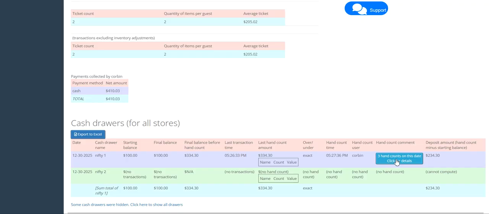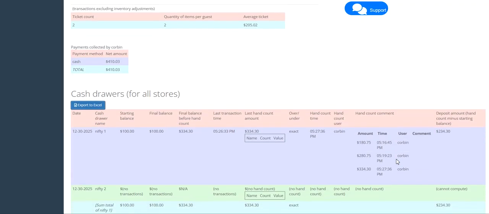So here I see that there were 3 hand counts recorded on the day. I go ahead and click on that to see the details, and I see that there was a $180 recording, a $280, and then that final 334.30. And the over and under amount here is only reporting on that final hand count, $334.30. Also, the deposit amount is only reporting the final hand count minus the starting balance.